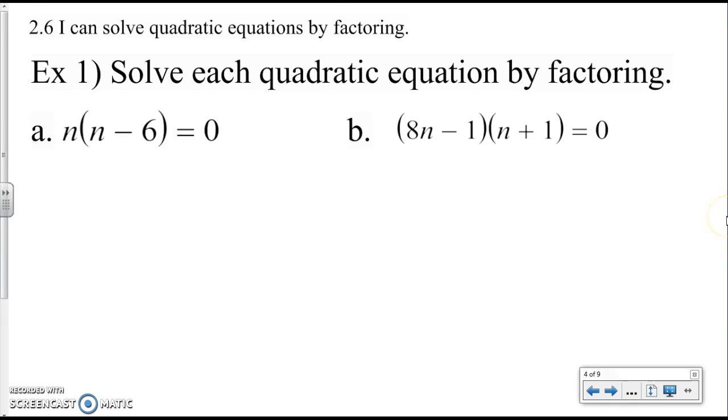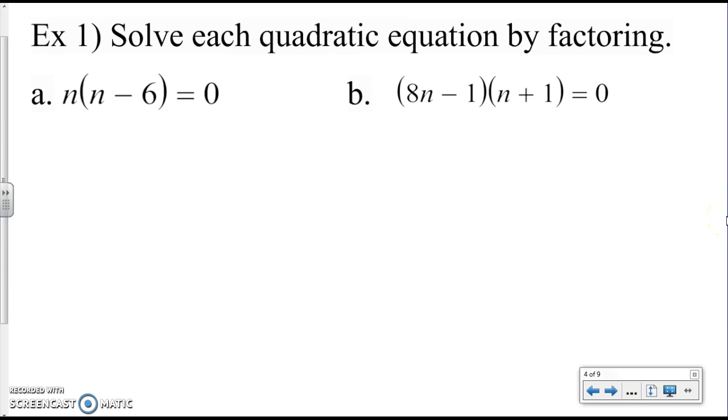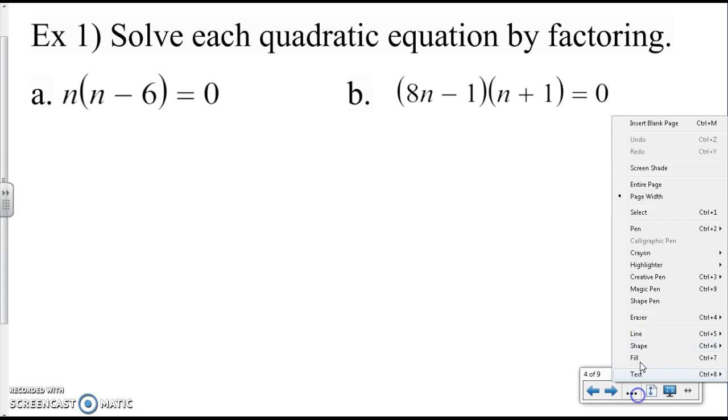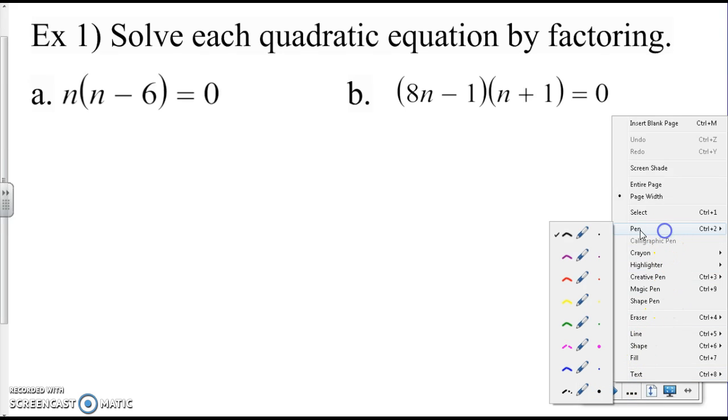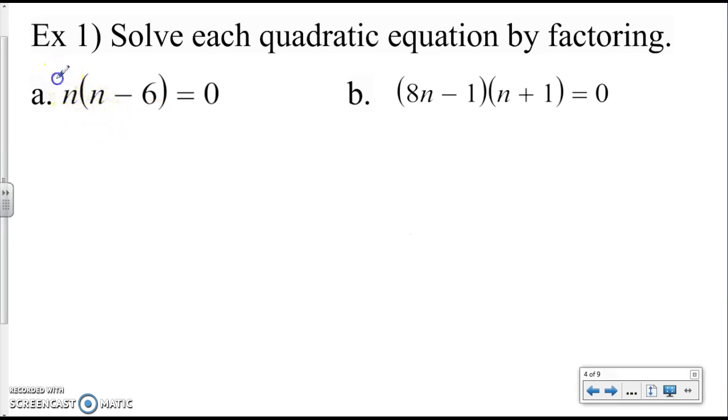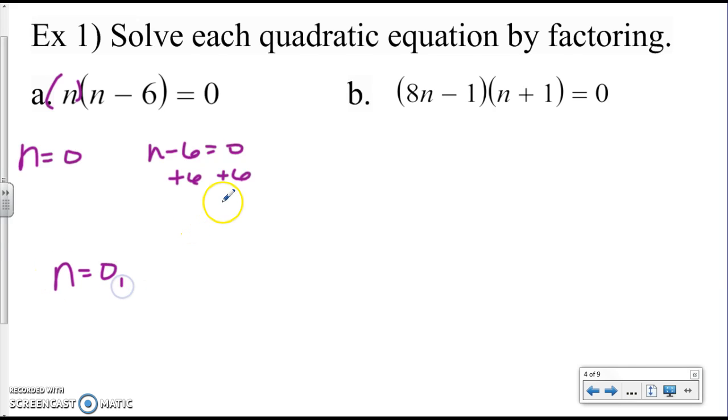Okay, so just to basically review that concept, in these 2 problems, notice everything is already factored for you. So if everything's already factored for you, what you need to do to solve is take each part and set it equal to 0. So n equals 0 and n minus 6 equals 0. For the first one, I can't solve anything, so I'm going to leave that. For the second one, I'm going to add 6 to both sides. So my 2 answers are 0, and then 0 plus 6 gives me 6.